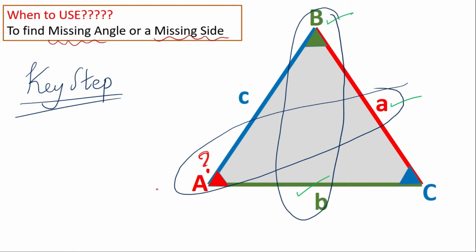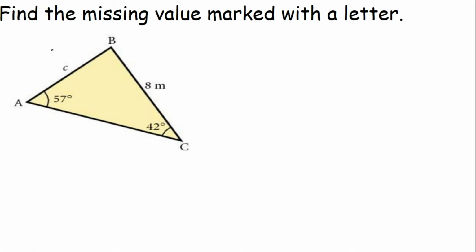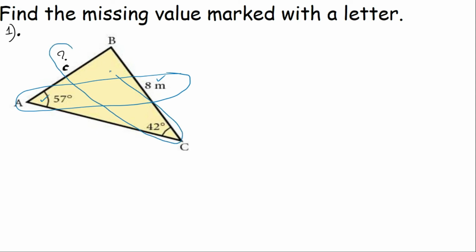Let me explain this with an example. Find the missing value marked with a letter. You have the first question. You can see triangle ABC, the angle is given, and c is the missing letter. So they are asking you to find the length of side AB, which is c. So here you have a question mark. My step one will be to find an angle-side pair. So I have this angle and the side opposite to it. I'll connect them like this, and this is my missing side. I know the angle here, so let me connect it.